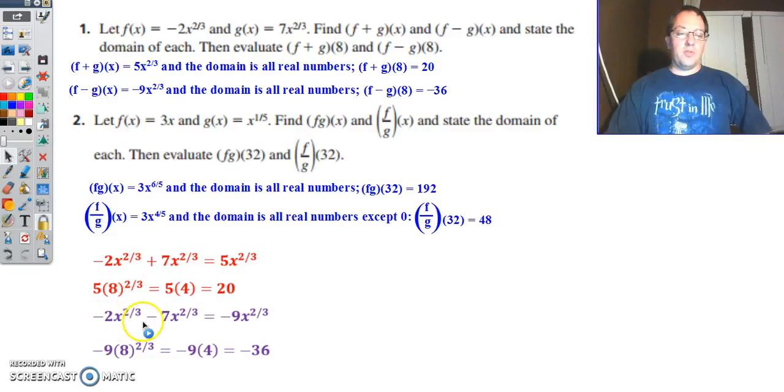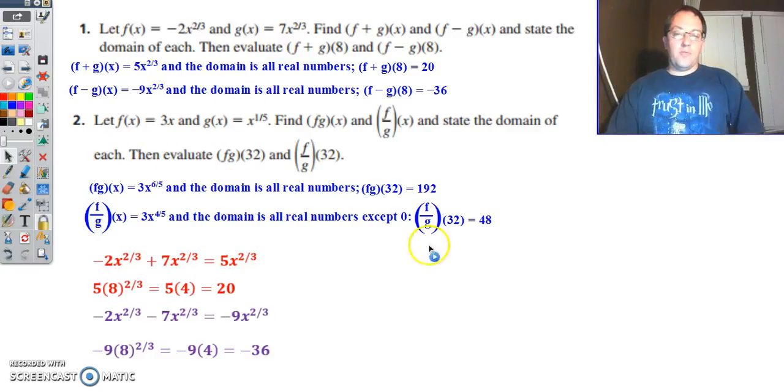Subtraction, same thing. We have 2 minus 7, so we got negative 9x squared, x to the 2/3 power. Plug in an 8, and there it is. Now these are both cube root functions, so they have a domain of all real numbers, so our answer on both of these is all real numbers.